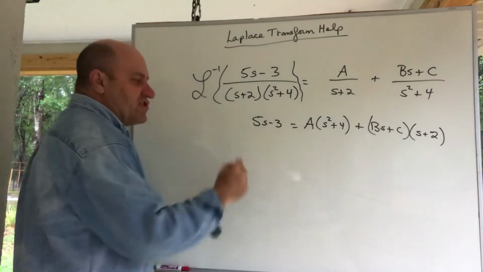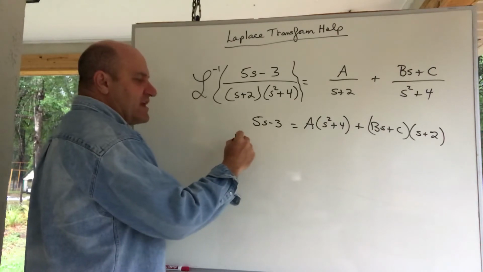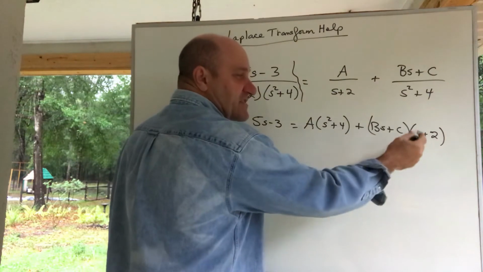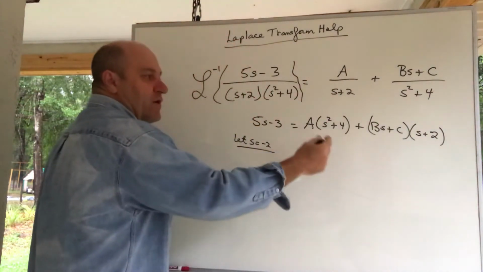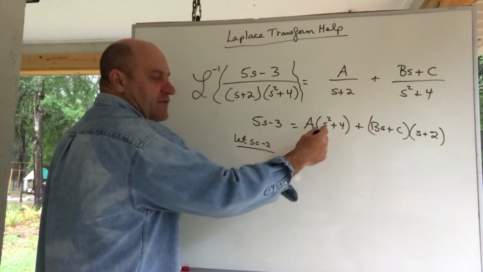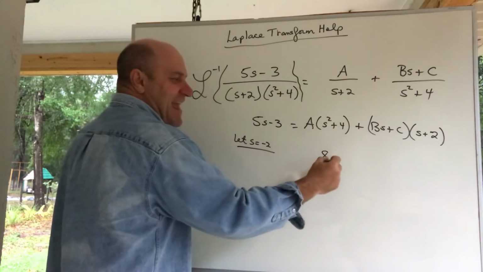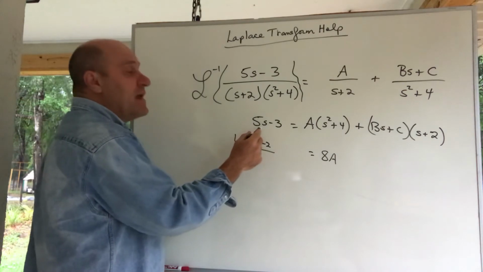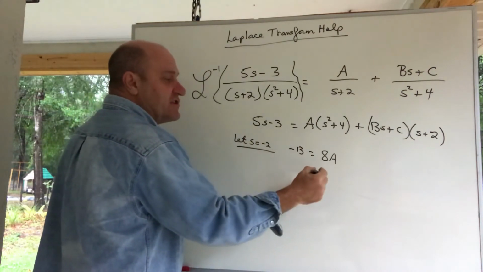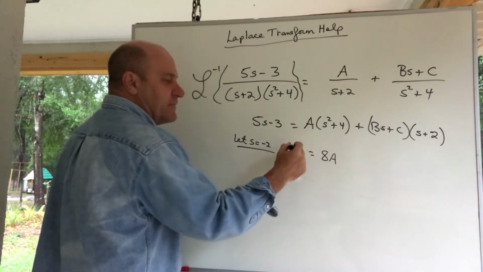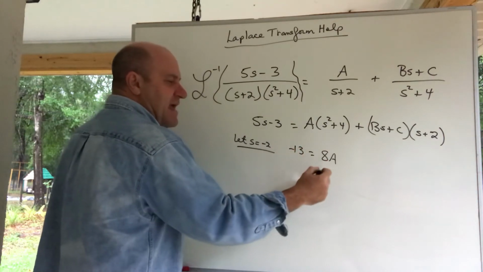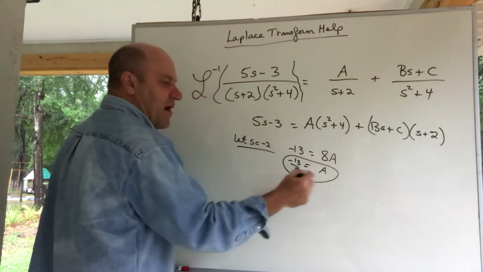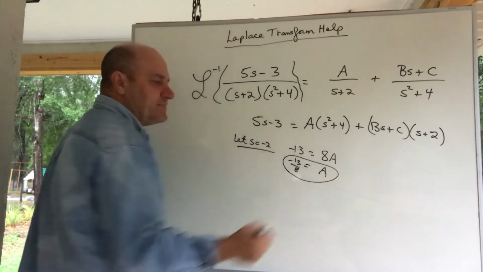You let s equal something very convenient, like negative 2. Let s equal negative 2. It zeroes out that whole term very quickly. You plug in a negative 2, that's 4 plus 4, that's 8A. You also plug in the negative 2 here. Negative 10, that's a negative 13. You just discovered that A is negative 13/8. Hang on to that thought. Don't lose it.